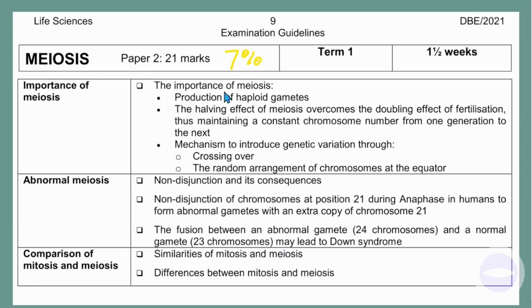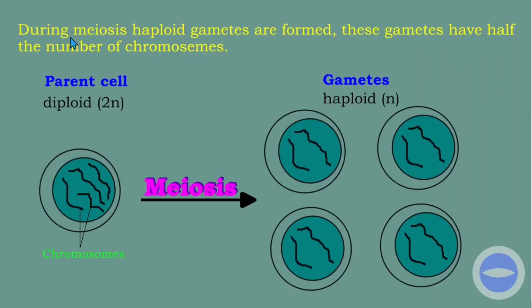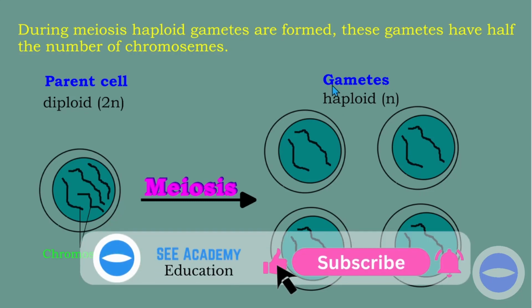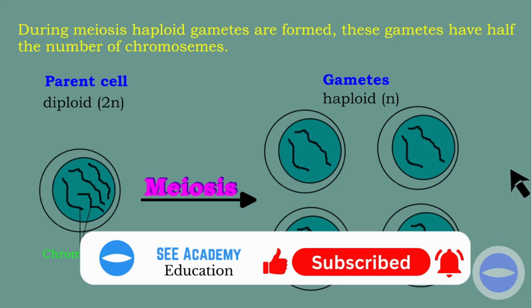So the importance of meiosis. Meiosis, production of haploid gametes. So what do they mean by the production of haploid gametes? During meiosis, haploid gametes are formed. These gametes have half the number of chromosomes from the parent cell. If you can see this structure here, I have a parent cell, which has the diploid number of chromosomes, and then I have gametes, which have the haploid number of chromosomes. When we talk about gametes, we talk about a sperm cell or egg cells.